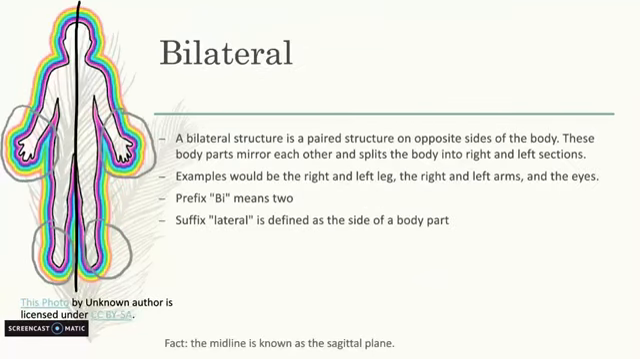Next, we have bilateral. A bilateral structure is a paired structure on opposite sides of the body. These body parts mirror each other and split the body into right and left sections. Examples would be the right and left leg, the right and left arms, and the eyes.